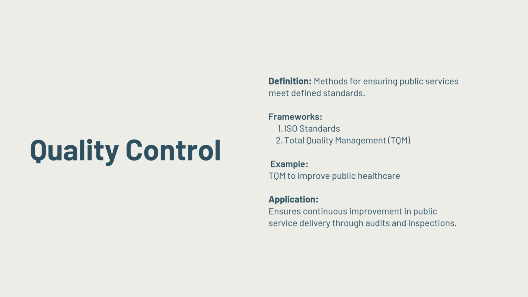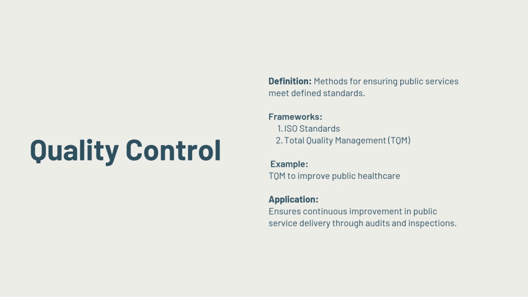Now, in the public sector, quality control frameworks like ISO standards and Total Quality Management, or TQM, are commonly used. These frameworks help public organizations continuously monitor their processes, identifying inefficiencies, and making improvements. With ISO standards, for instance, specific guidelines are provided to ensure that services meet internationally recognized benchmarks for quality. TQM goes further by involving all stakeholders in a continuous improvement process to enhance service delivery.